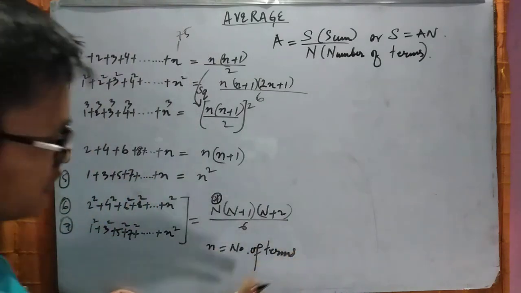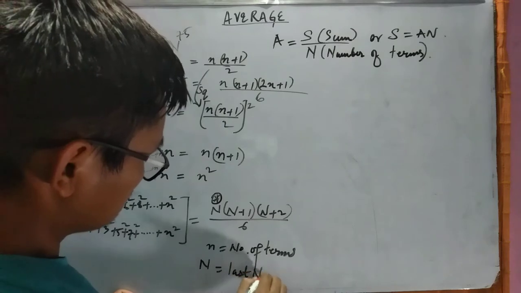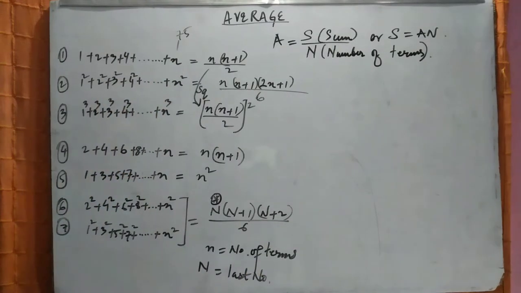Number of times. Small letter n is the number of times, and the last number.